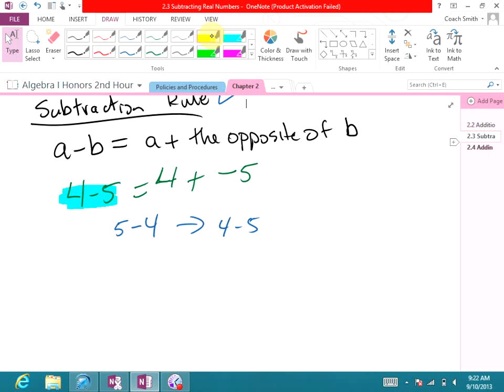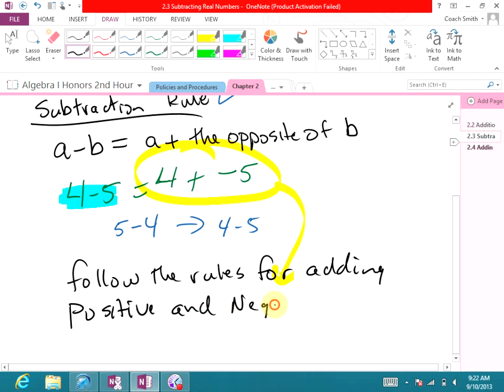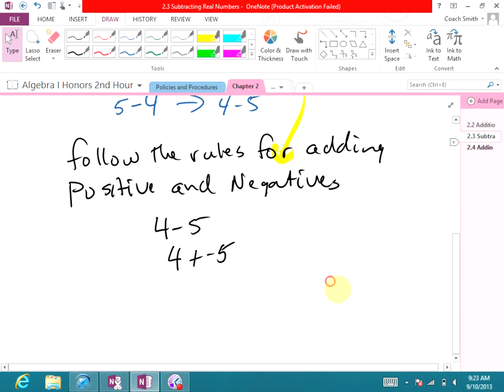But once you have changed it and gotten 4 plus negative 5, you just follow the rules for adding positives and negatives that we talked about yesterday. So if I had 4 minus 5, that's the same thing as 4 plus negative 5, which is negative 1.